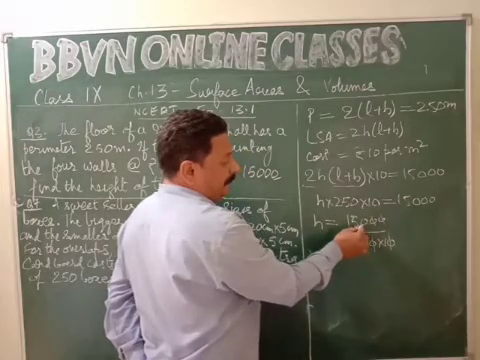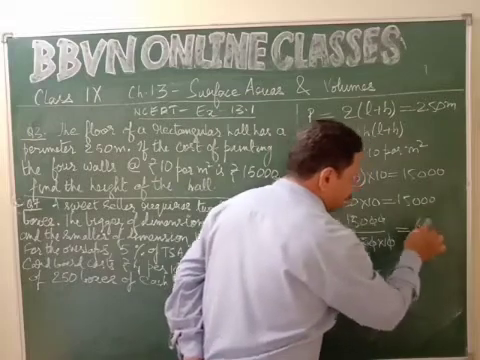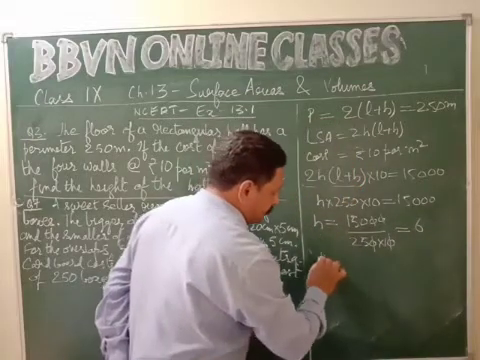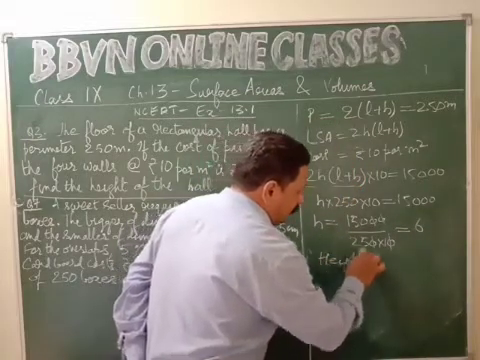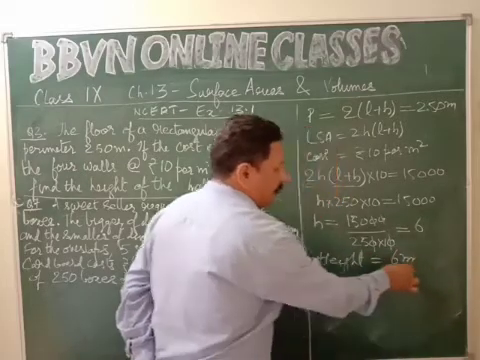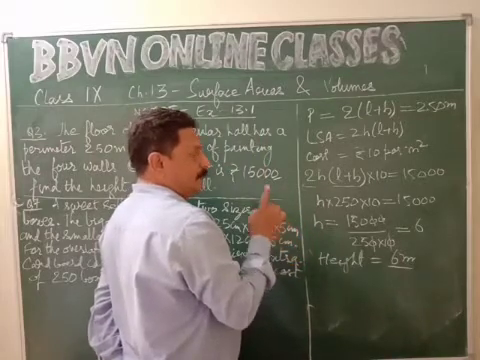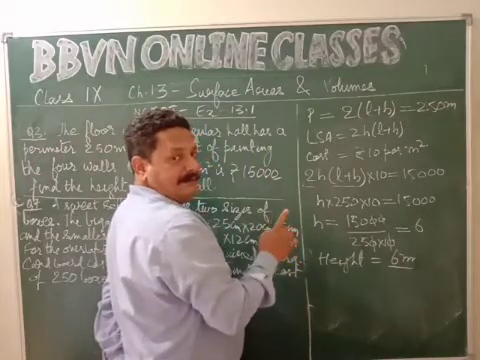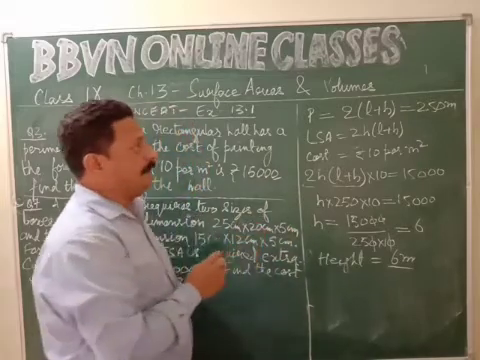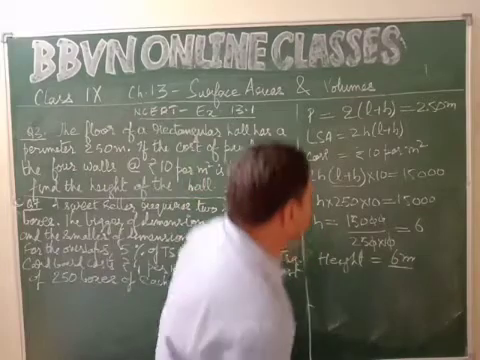We are left with 150 divided by 25. How much? 6. What is it? Height, h. So height of the hall is equal to 6 meters. Hope you understood the solution. This is the solution for question number 3 of NCERT exercise 13.1. Okay? We'll discuss another question here.